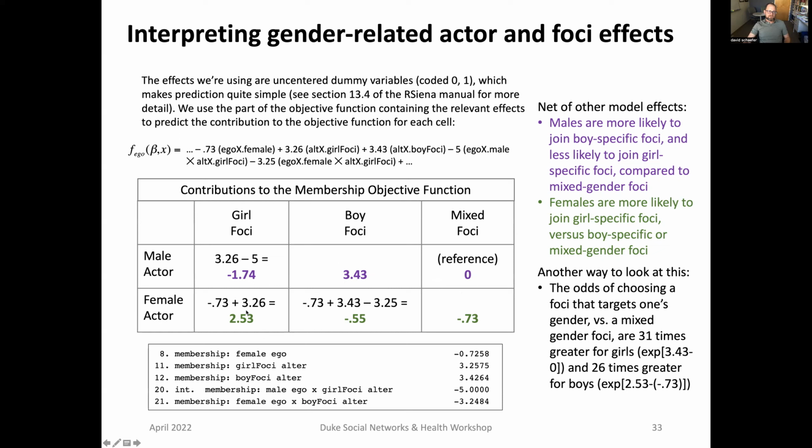And for girls, joining a girl-specific foci, the odds are 26 times greater relative to the odds of joining a mixed foci. These numbers are huge, right? Part of that is this model is small and it's a small network and an oversaturated model. You know, those differences are huge, but it does tell you that these are more likely and these are less likely, with the mixed gender being somewhere in between.